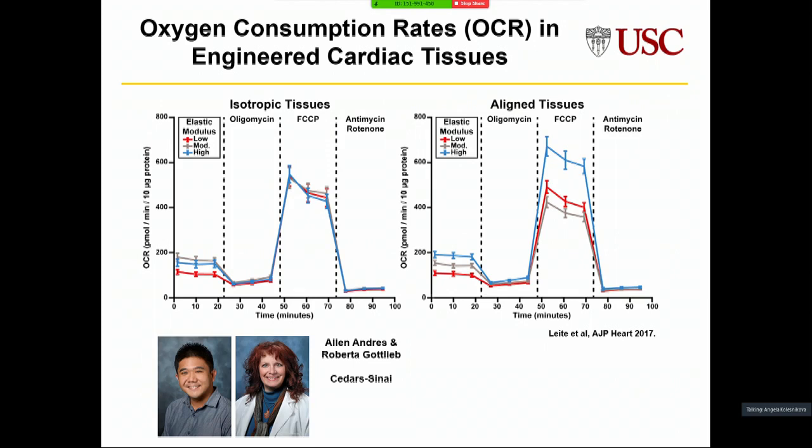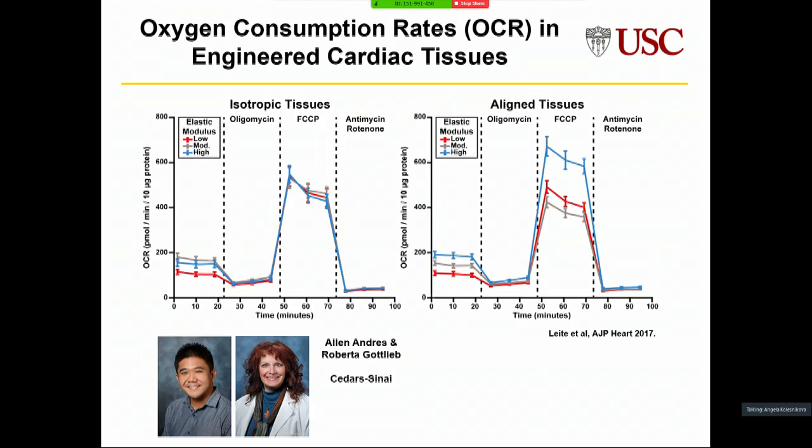So here, this is isotropic tissues, and these are the aligned tissues, and the different colors represent different matrix elasticities or stiffnesses. So you can see in both isotropic and aligned tissues, there does seem to be a response based on stiffness, which makes sense as the cells are having to contract against a higher load. You'd imagine that their oxygen consumption rate, their metabolism is going to increase to generate enough stress to adapt to that mechanical condition.